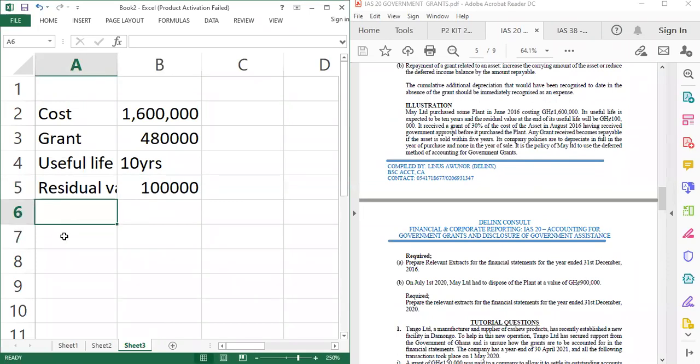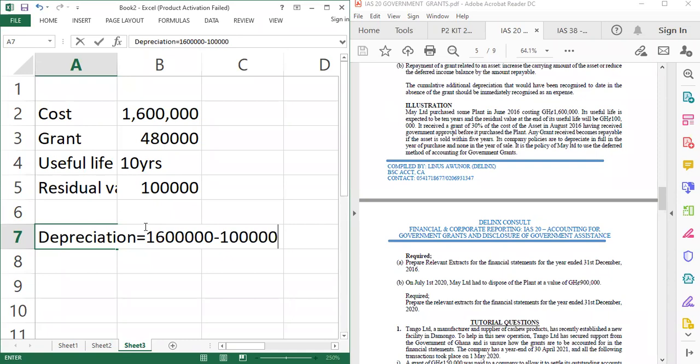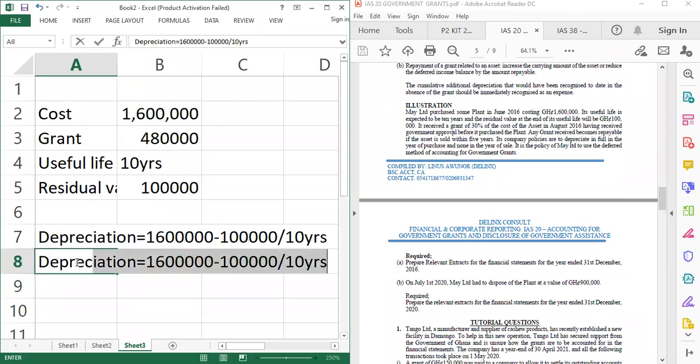All right, so 2016, what will happen? We have depreciation. We assume they have done the double entry already: you debit assets, credit cash. For the grants, you debit cash and credit grant income. So this gives us 1.6 million minus 100,000, divided by 10 years. How much are we getting for the depreciation for this year?